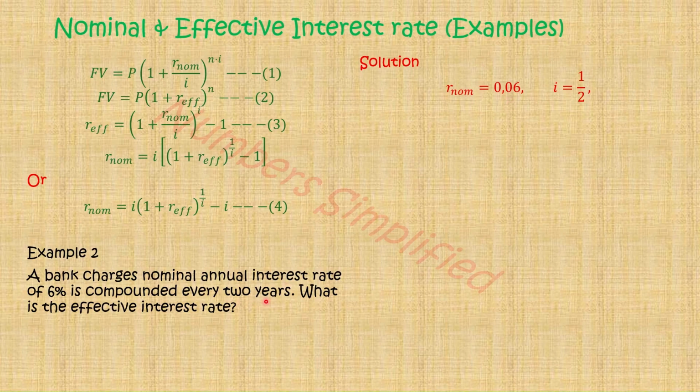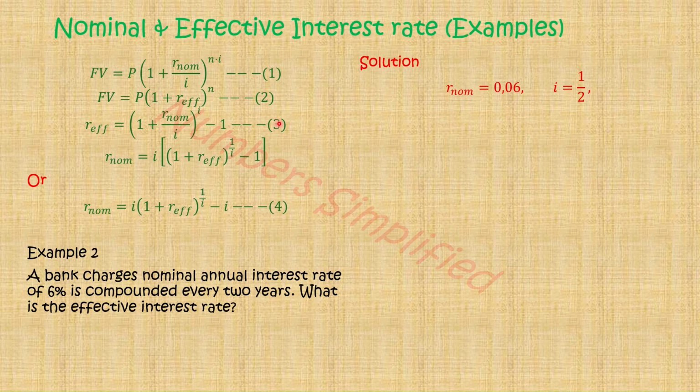And the I, take note of this particular I. It happens in every 2 years, implying that a single year has half of what we would need or what would be compounded. 2 years is just one compound. So 1 year is half of that. Therefore, our I becomes half or 0.5. Great. So we see that we are looking for the effective interest rate, given the nominal interest rate as well as the I. So equation 3 would be ideal.